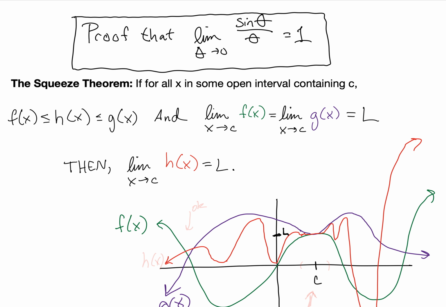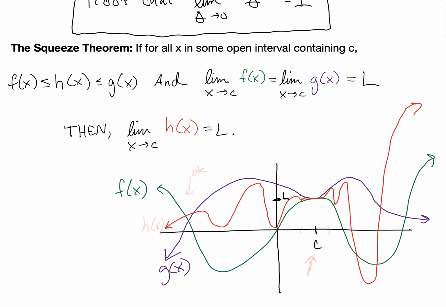So remember that the Squeeze Theorem says that if for all x in some open interval containing c, h of x is squeezed between f of x and g of x, and the limit as x goes to c of f of x is equal to the limit as x goes to c of g of x is also equal to L, then the limit as x goes to c of h of x is also equal to L. And there's an image kind of illustrating that idea.